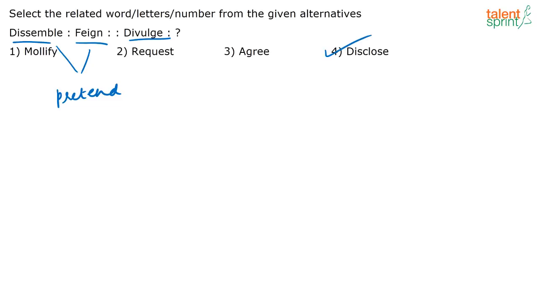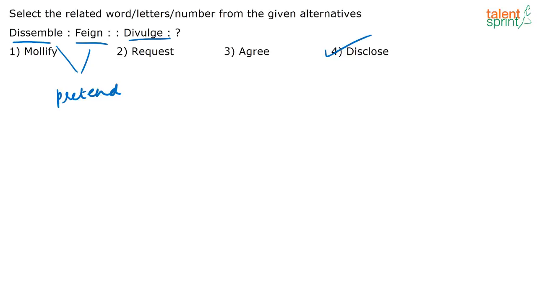I hope it is clear. The first two words, dissemble and feign, have a similar meaning, pretend. So the next set of words should also have a similar meaning. Divulge means to disclose, and you have an option here which has the same exact meaning. So the answer is going to be option 4, that is disclose.